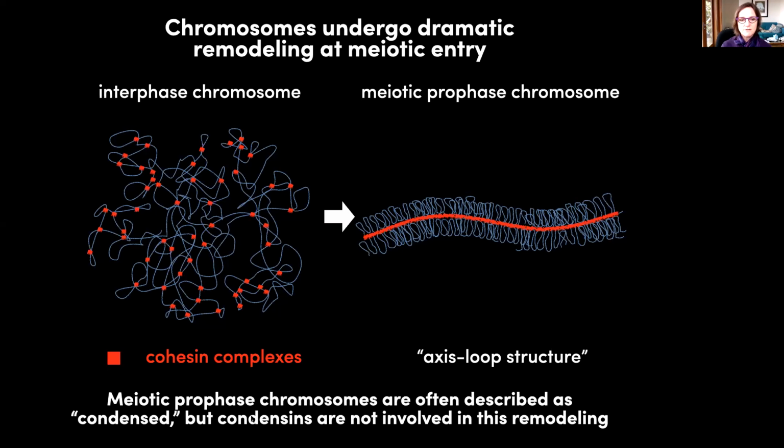And I just mentioned here that meiotic prophase chromosomes are often described as condensed, but they're actually not condensed in the sense that we mean during mitosis until the end of meiotic prophase, when they shrink down and get ready to segregate. So during most of meiosis, you can see them as individuals, but the chromatin is not particularly condensed, it's just arranged in a different way.